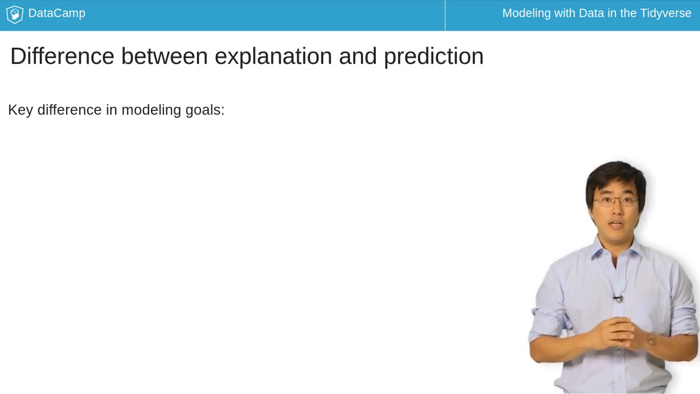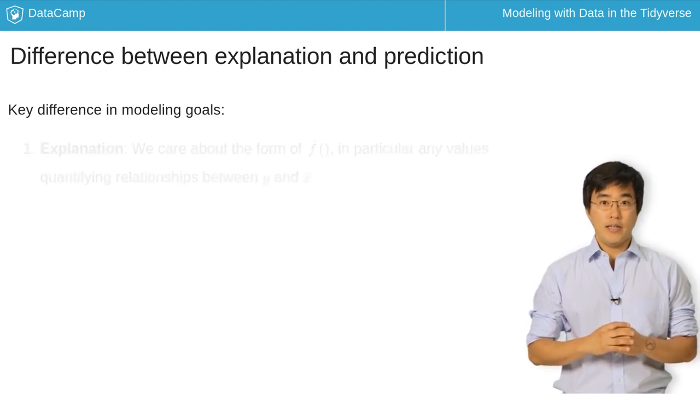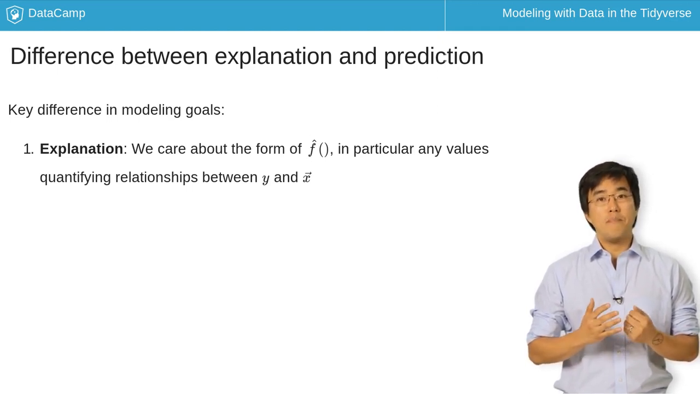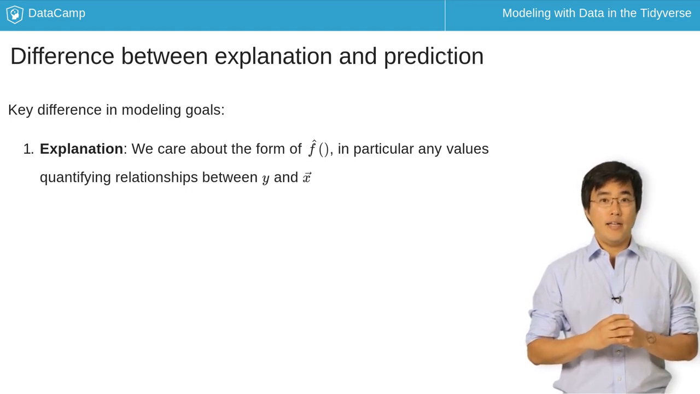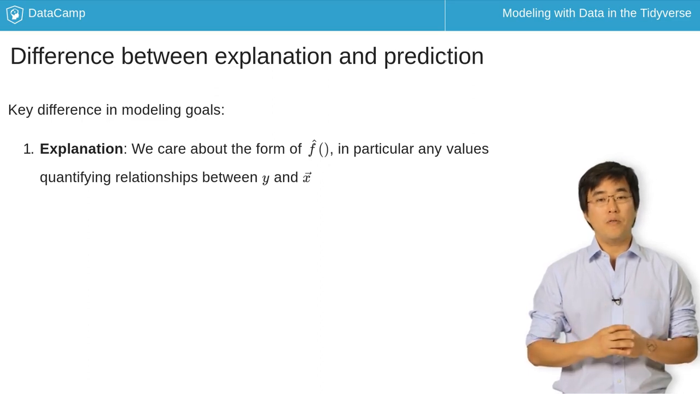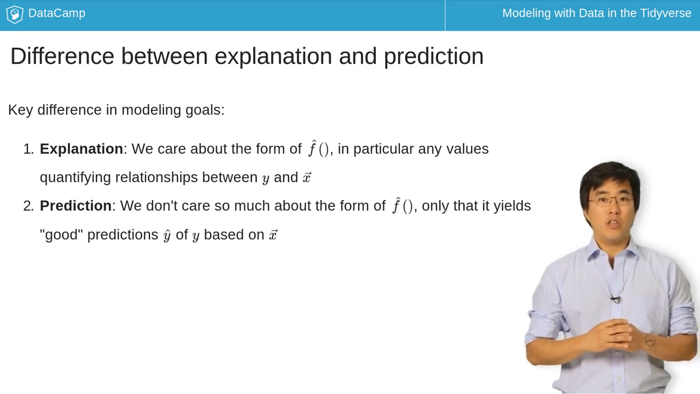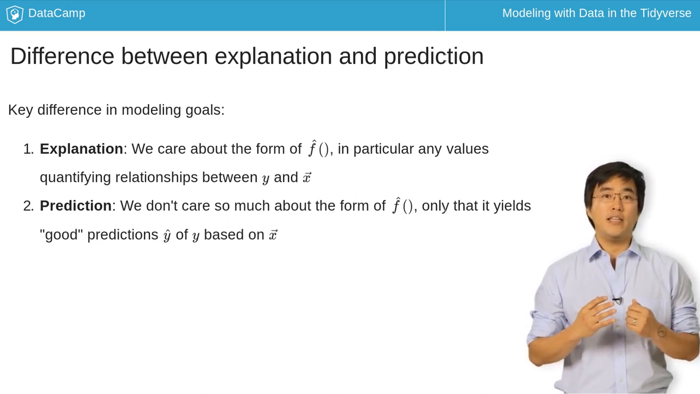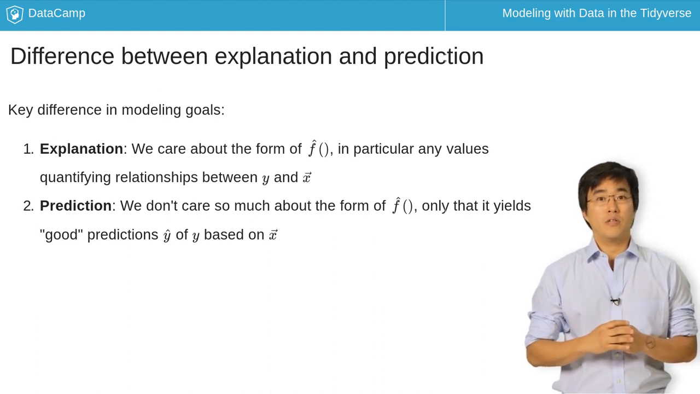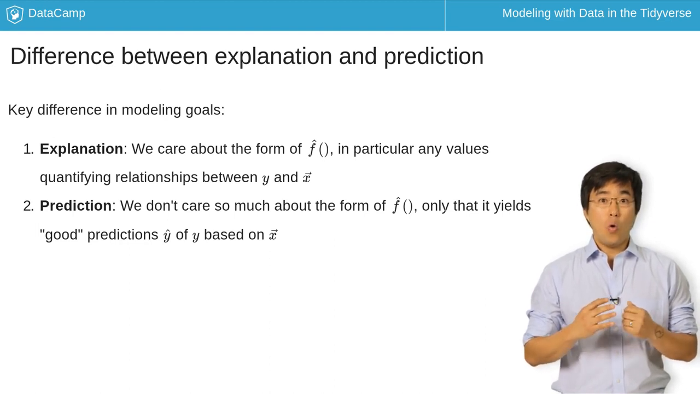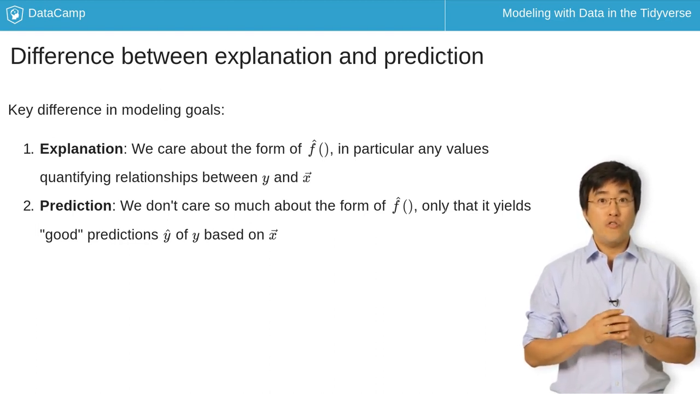In explanatory modeling, the form of f hat matters greatly. In particular, any values that quantify the relationship between y and x. For example, for every increase of 1 in instructor age, what is the typical associated change in teaching score? However, in predictive modeling, you don't care so much about the form of f hat, but more that it yields good predictions. So if I give inputs x to f hat, can I get a prediction y hat that is close to the true value of y?